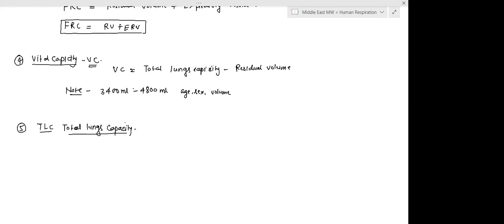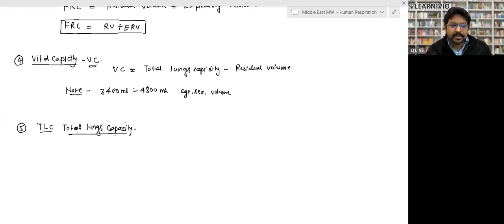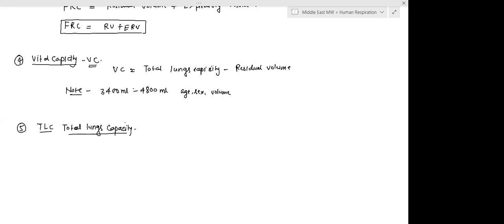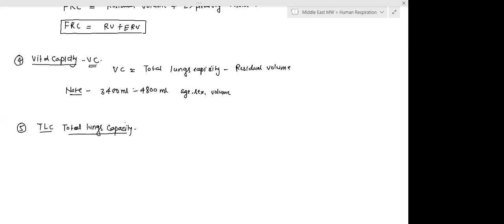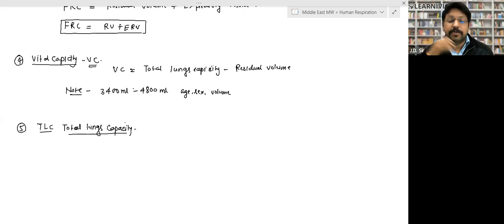Sir, isn't it the same as FRC, the functional residual capacity? TLC is the total volume of air which we can have in the lungs, as well as in the respiratory passages, trachea and all that, right? FRC is what remains when we have expired. When we expire, the amount of air which remains in our lungs is a very small amount, right?